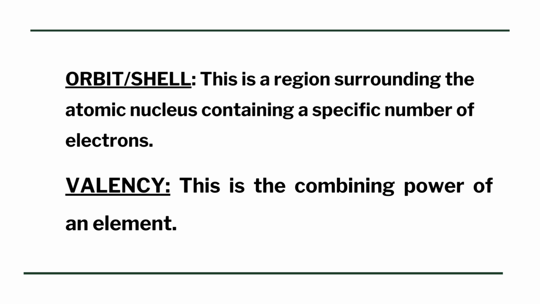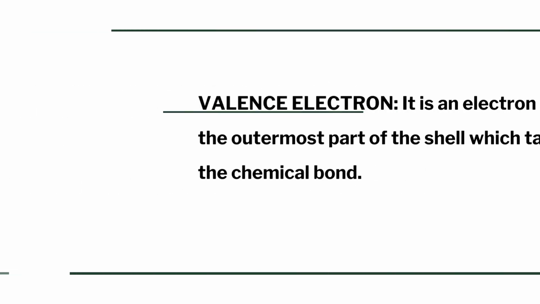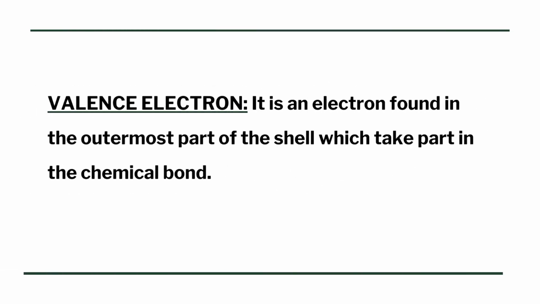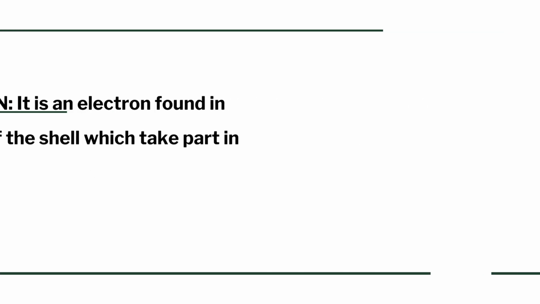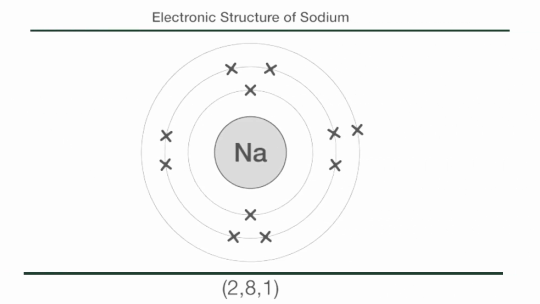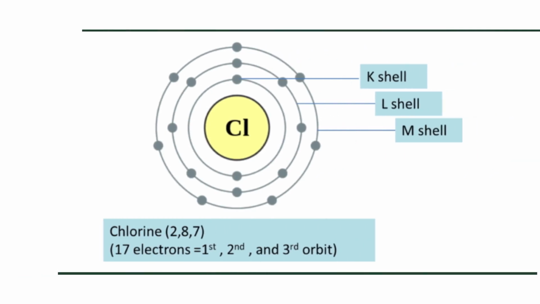Okay, let's look at valency. Valency is the combining power of an element. Let's look at valency together with valence electron. It's an electron found in the outermost part of the shell, which takes part in the chemical bond. For instance, you were taught how to use electronic configuration. Let's take sodium as an example. Sodium's electronic configuration is 2,8,1. So the outermost part of the shell will be the one to take part in chemical bonding, which is 1.